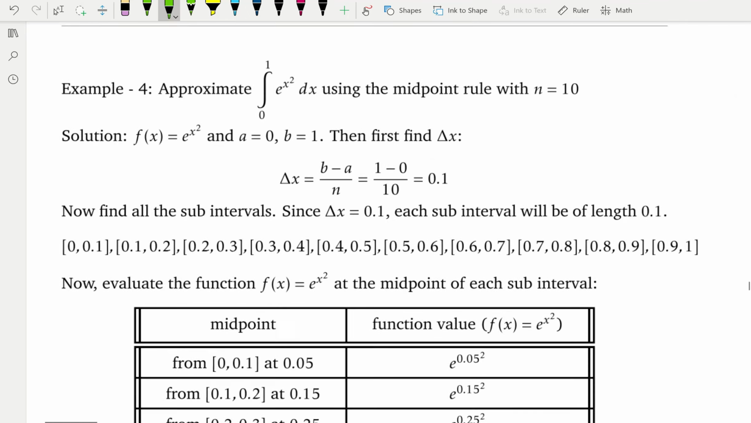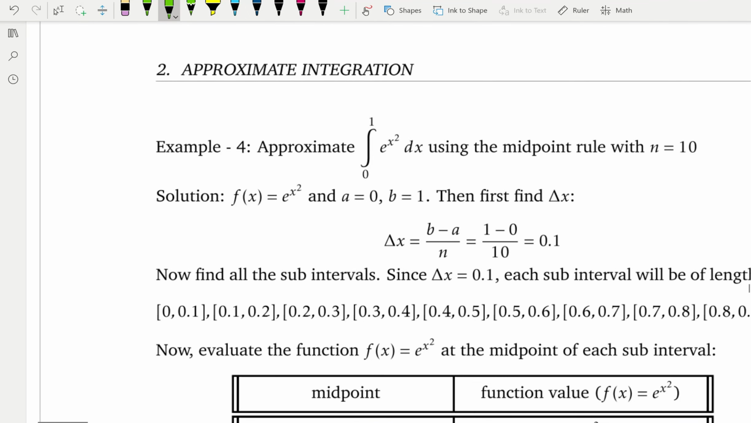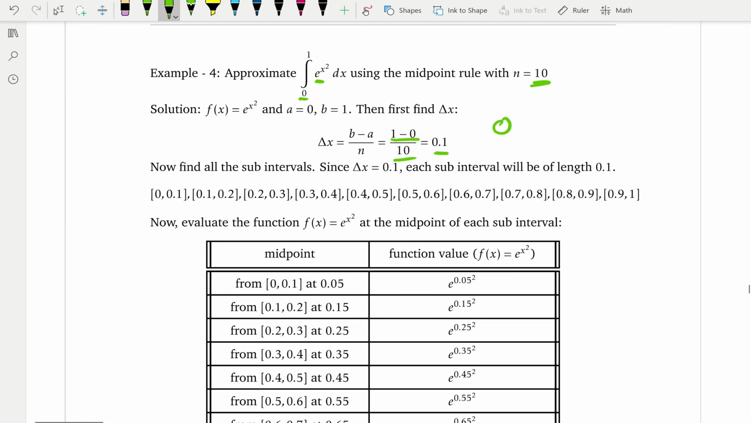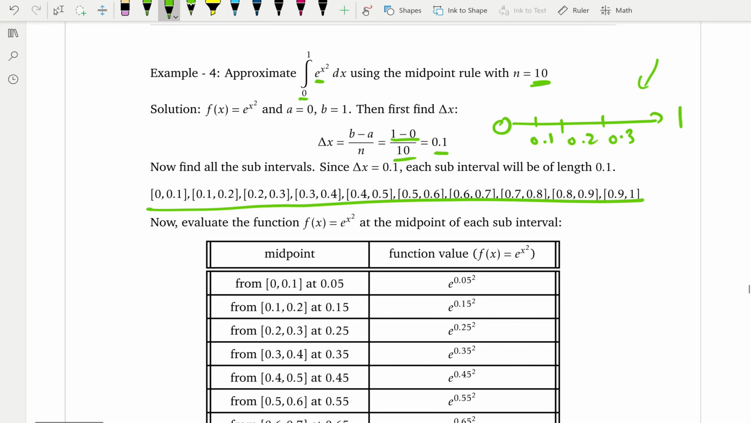The example problem is you have to solve this integral going from 0 to 1, the function is e to the x square. You have to use 10 rectangles. First, find the width. So 1 minus 0, b minus a, divided by 10, you get the width to be 0.1. Then find all those subintervals. Between 0 and 1, the subintervals are 0, 0.1, 0.2, 0.3, and so on. Here I have the list of the subintervals.